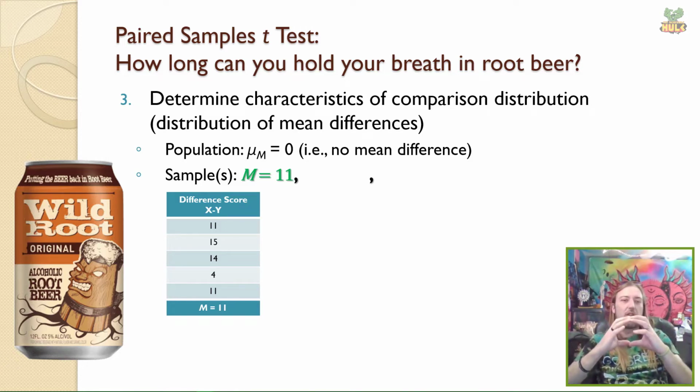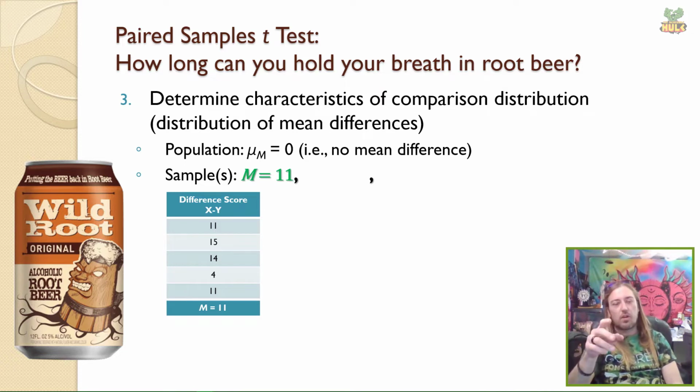The null hypothesis would basically be saying that, on average, the most common thing that we would see is that whatever it took you in terms of holding your breath underwater, it's the same as what it's going to take you for holding your breath under root beer, because there are no differences here. And so that means the population mean of that distribution of mean differences, the center of that distribution of mean differences, is 0. I'll show you why that's important in a second.